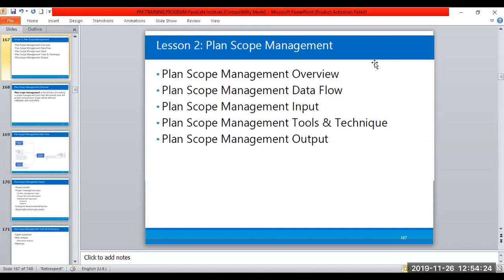Plan scope management, you have to study it by defining it first of all, what it is, and then we look at the key benefits of this process. Why do you have to plan scope management? The planning of scope management is the process of defining or actually documenting the procedures for how scope is going to be defined and validated and controlled throughout the project. Okay, so that is definition and benefit as well.